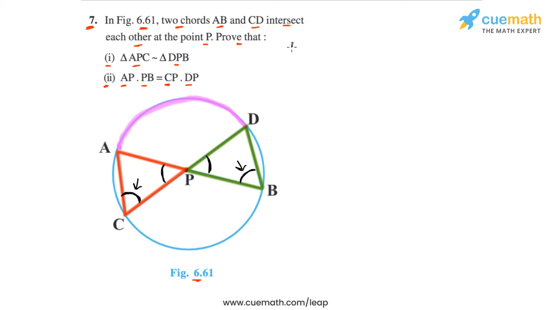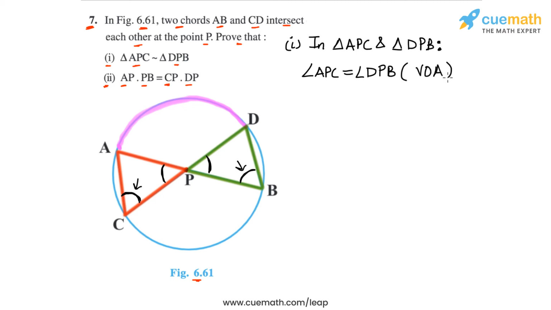So let's write out this proof now. So in triangle APC and triangle DPB, make sure that you get the order of the vertices right. So the order of the vertices is what is mentioned in the statement itself, APC and DPB. Okay, so in these two triangles, we have angle APC equal to angle DPB because, as I said, these two angles are vertically opposite angles.